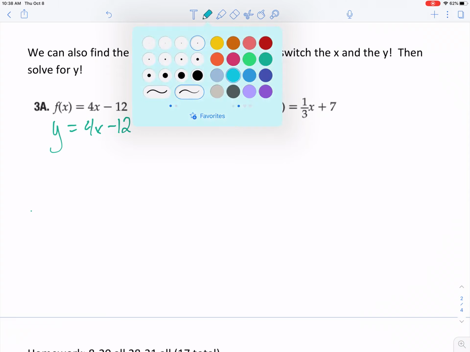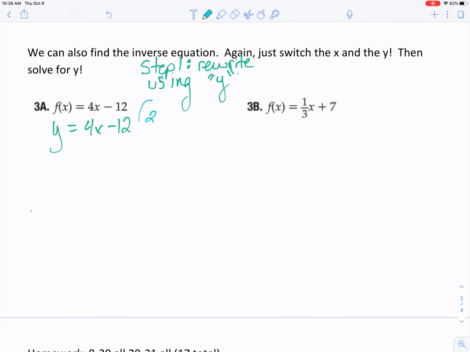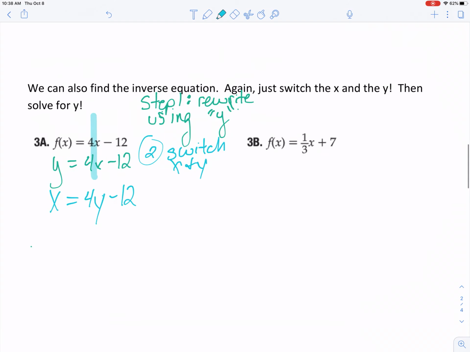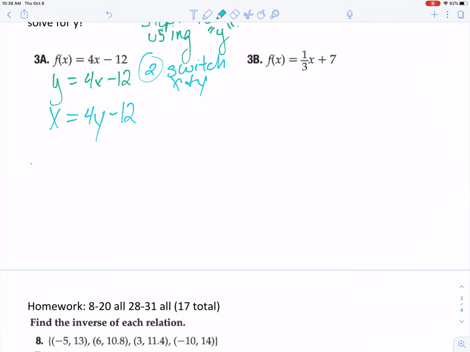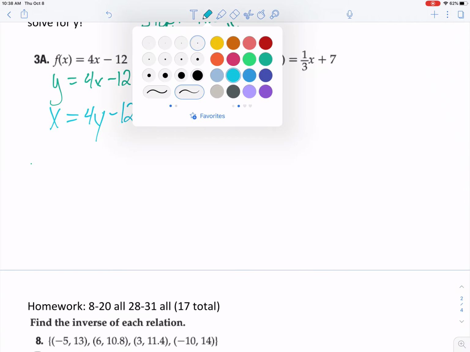Step 2. Switch the x and y. So now I have x equals 4y minus 12. Do you notice that I did not switch the 4? The 4 stayed in the same spot. I get people every year who think, oh, do I need to move the 4 too? No, the 4 stays. The only thing you're switching is the x and the y, none of the numbers.